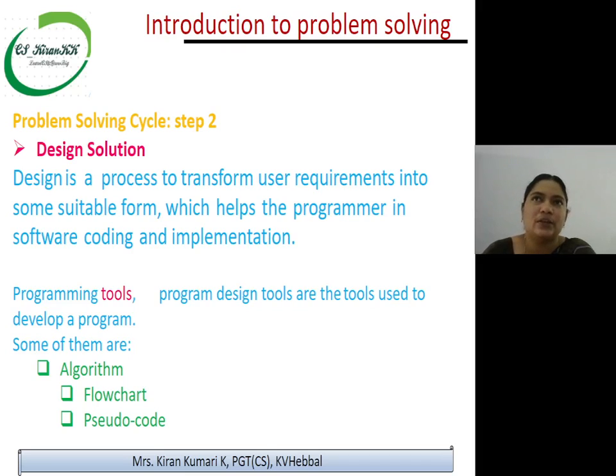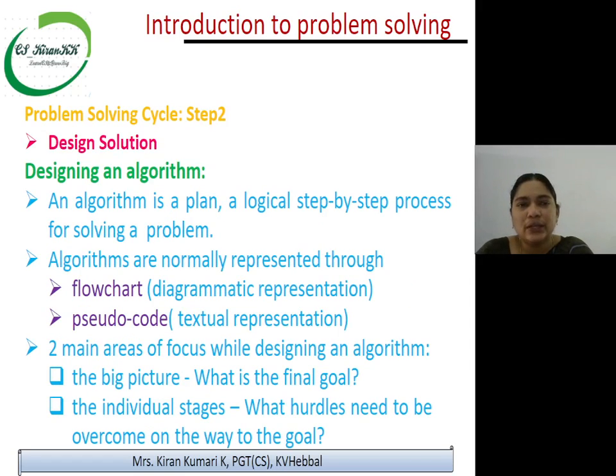If you want to show the flow in a diagrammatic way, then we use a flow chart. Otherwise, if you want to write it in some intermediate language, which is not exactly the programming language you are using, and may not be exactly English-like language either, we use pseudocode, partial code. That way also you can represent it.